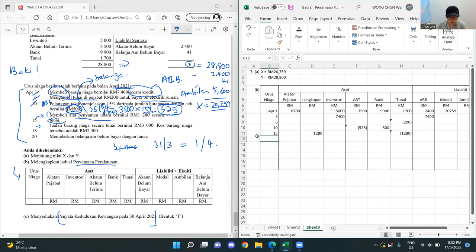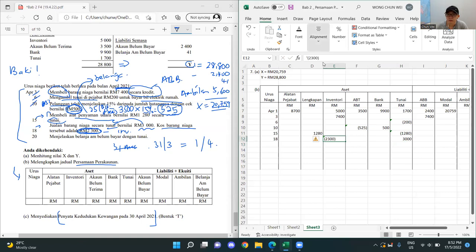Okay, then we go to 18. 18 jualan. Okay, 18 is jualan barang niaga secara tunai bernilai 3,000. Kos barang niaga tersebut adalah 2300. So you jual barang niaga secara tunai. So you dapat, you terima 3,000 ringgit for tunai. So your tunai bertambah 3,000. Okay, but now they tell us that kos barang niaga tersebut is 2,300 ringgit. Meaning this 2,300 ringgit is our inventory. So from your inventory minus out 2,300, this is a cost.